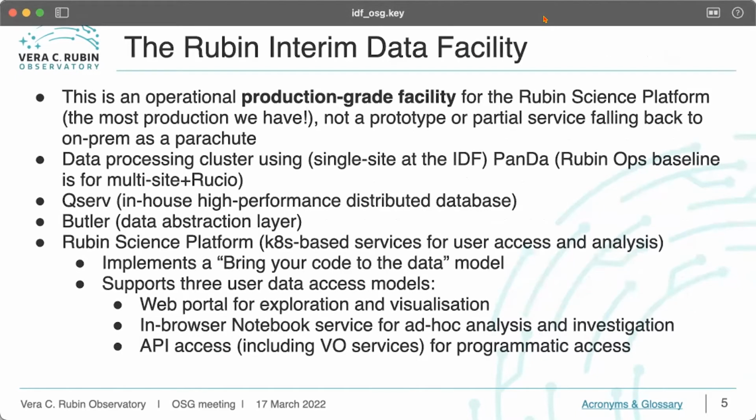And so what is in an interim data facility is essentially the data processing clusters. Our technical baseline is to use PanDA because of the multi-site arrangement between the UK, the US, and France. And we actually also use Rucio to transport the data backwards and forwards between those sites.